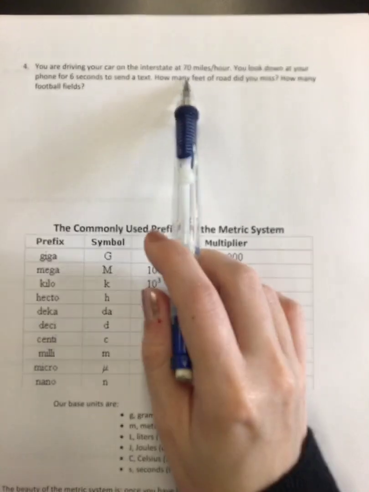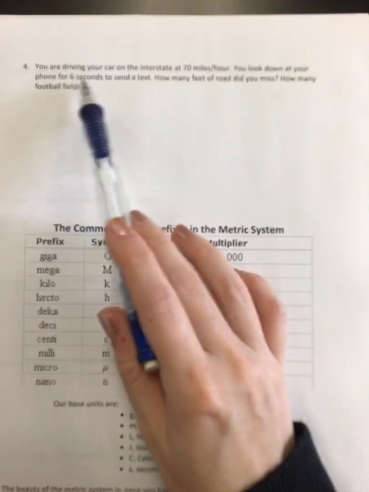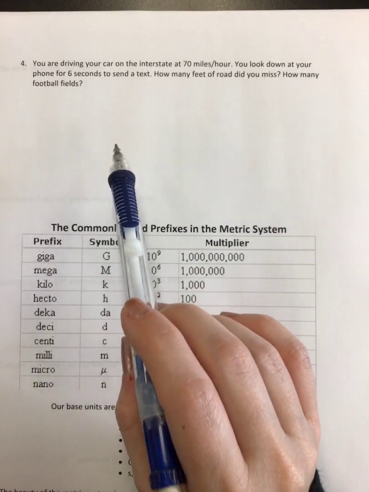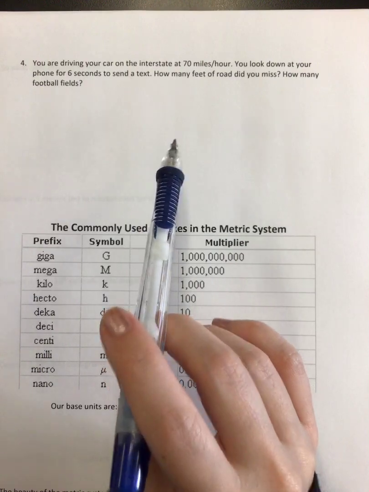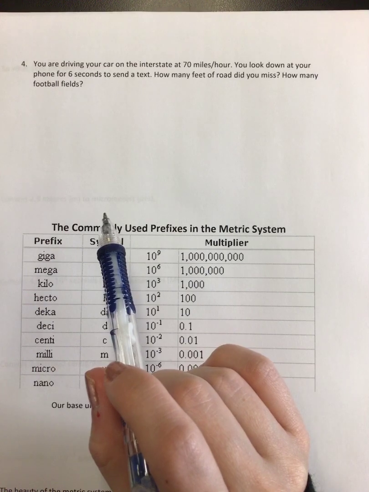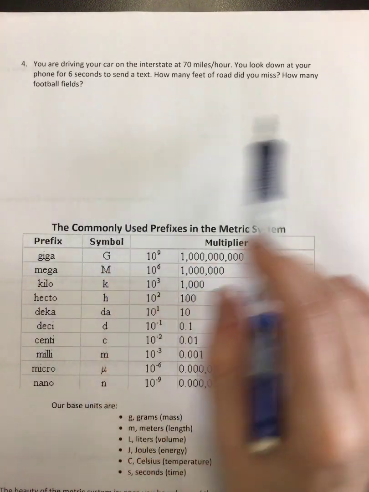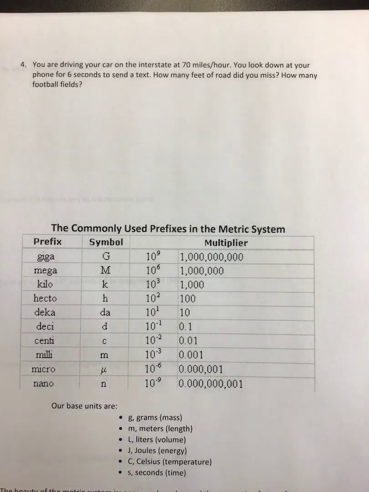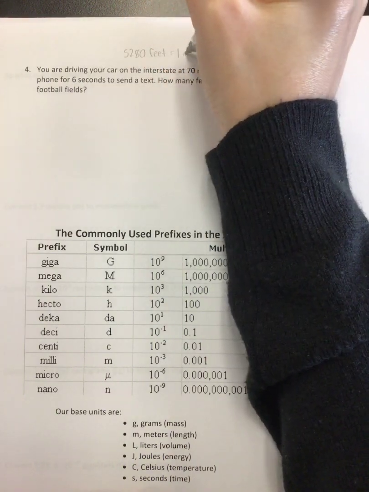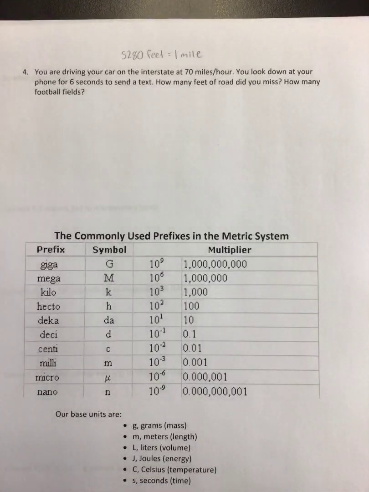Never before have I given you a problem where you start with 2 different numbers. One of them is 70 miles per hour and the other one is 6 seconds. So think to yourself, which of these is going to be easier for me to start my dimensional analysis problem with? Then use what you know, equivalent statements, to get to the end. And I will tell you that you will need to use the fact that there are 5,280 feet in 1 mile. Okay, so keep that in mind and pause the video.